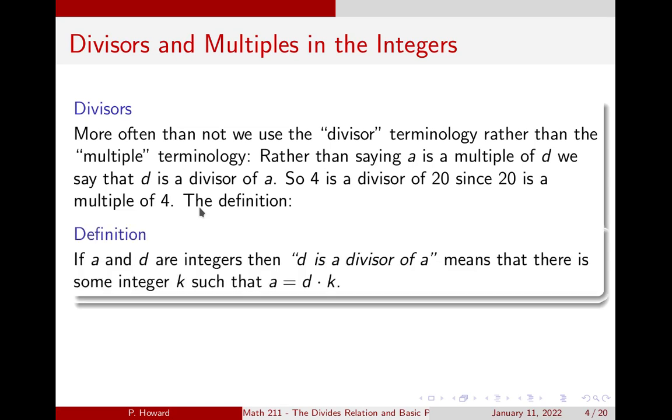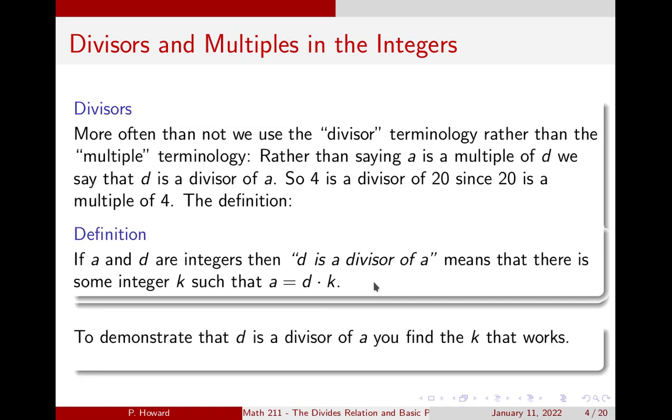The definition is identical to the definition of the phrase A is a multiple of D. D is a divisor of A means there's some integer k such that A is D times k. And as before, to demonstrate that D is a divisor of A, you find the k that works. So for example, 17 is a divisor of 51 because 51 is 17 times 3. K equals 3 is what works in this example.